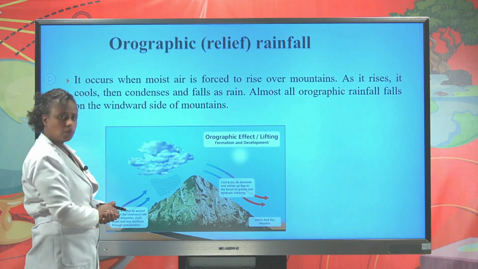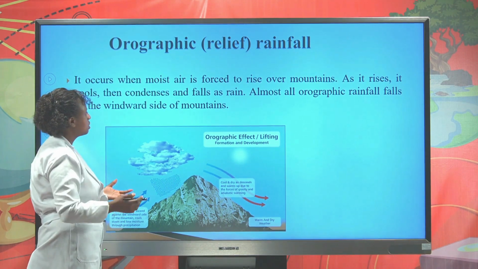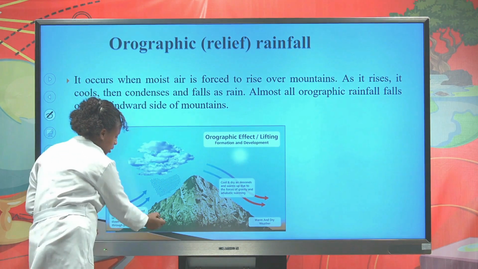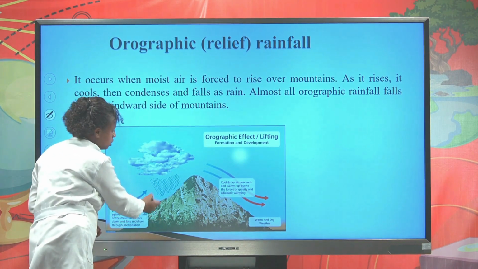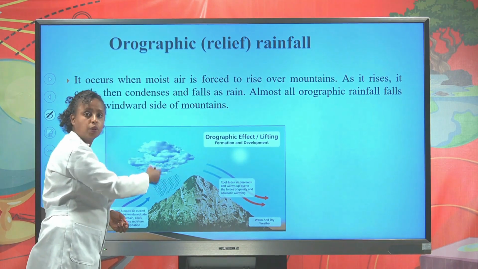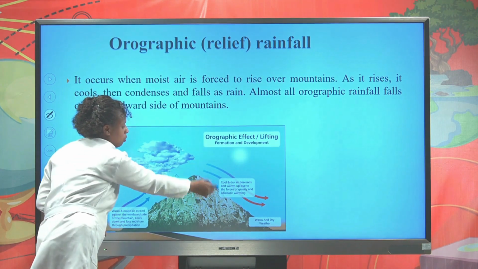Orographic rainfall is another rainfall type. It is formed when the moist air is forced to move over the mountain. The moisture is forced to move over the mountain and it rises and rises. It becomes cool and condensed, forms clouds, then falls in the form of rain.